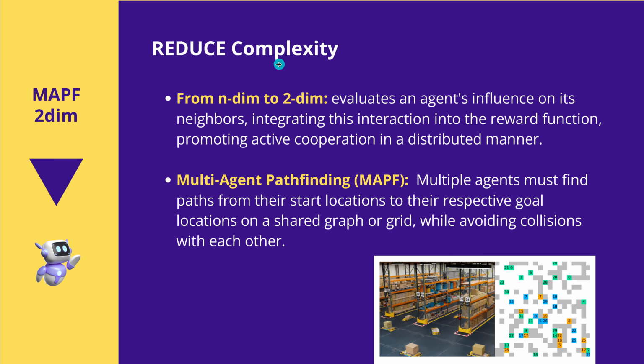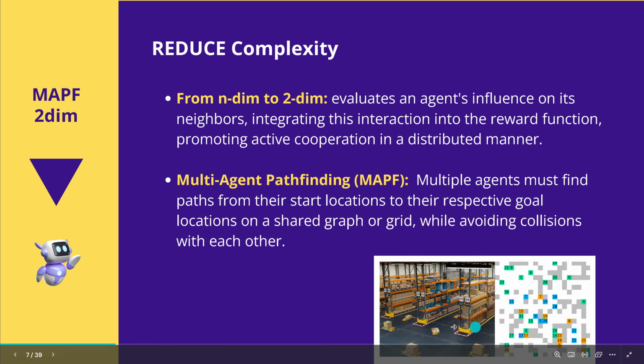So we go from a 512-dimensional vector space, or an operational space, and we try to bring it down to a low dimension, let's say to a 2-dimensional floor. So in order to evaluate the agent's influence on its neighbor, we can integrate this interaction into the reward function, promoting cooperation, and we do this on a particular type we call multi-agent pathfinding. And you understand immediately why if I show you that in 2 dimensions, this is just a floor.